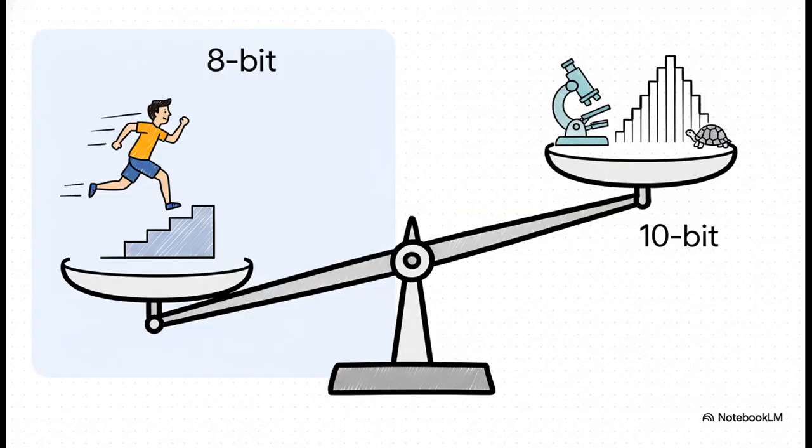So really, it all comes down to a trade-off. 8-bit is the sprinter. It's fast, it's efficient, and it's perfect for most everyday jobs. 10-bit, on the other hand, is the marathon runner. It's a bit slower, but it's got that incredible precision you absolutely need for those specialized, high-stakes measurements.